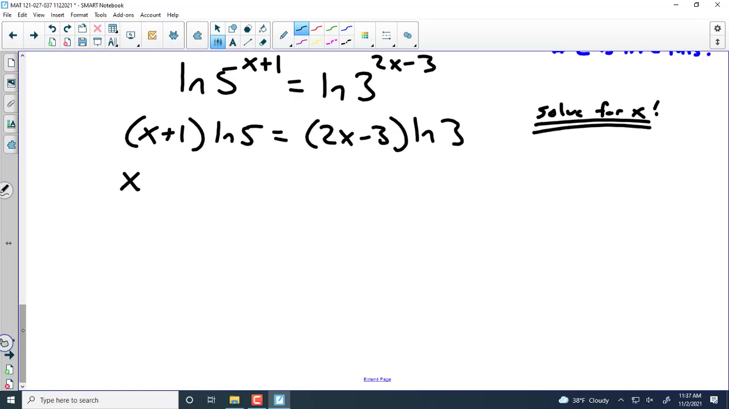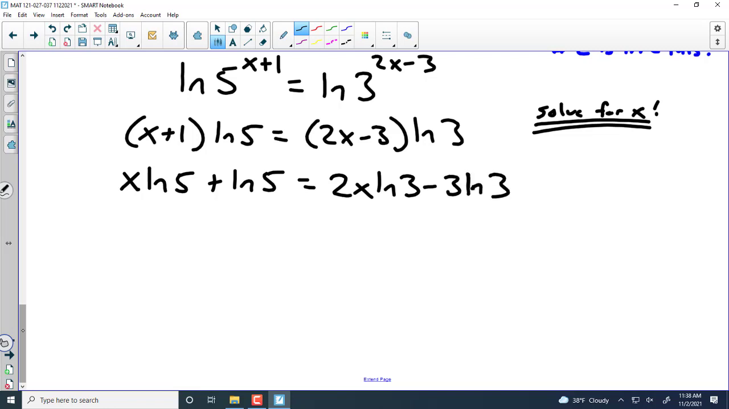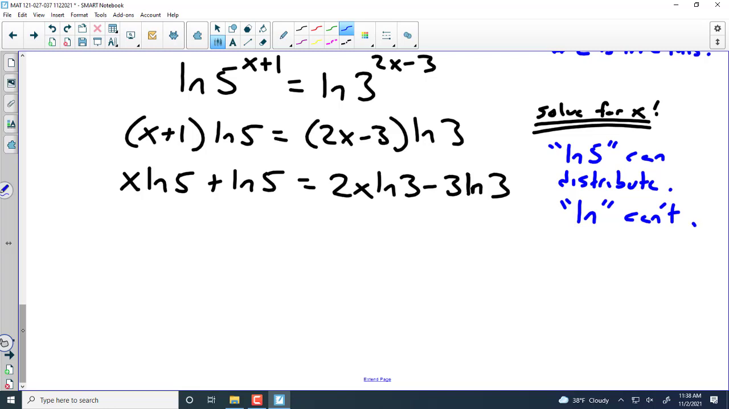ln of 5 is just a number, so you can distribute a number. So remember, ln of 5 can distribute. ln can't. It's a big difference between distributing a number and distributing a mathematical operation, which you can't do.